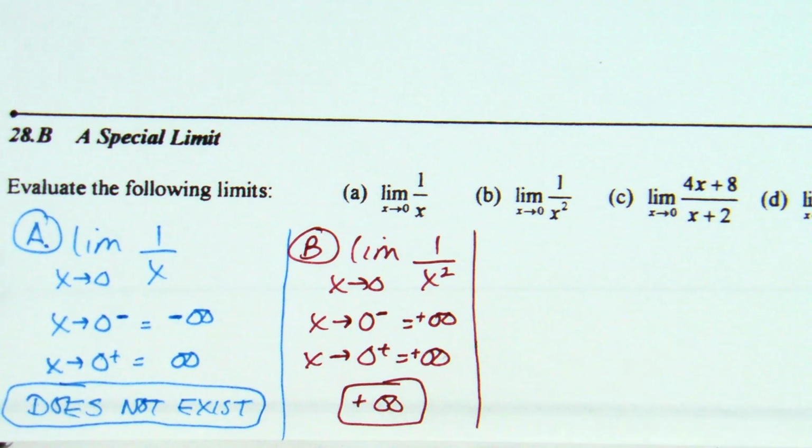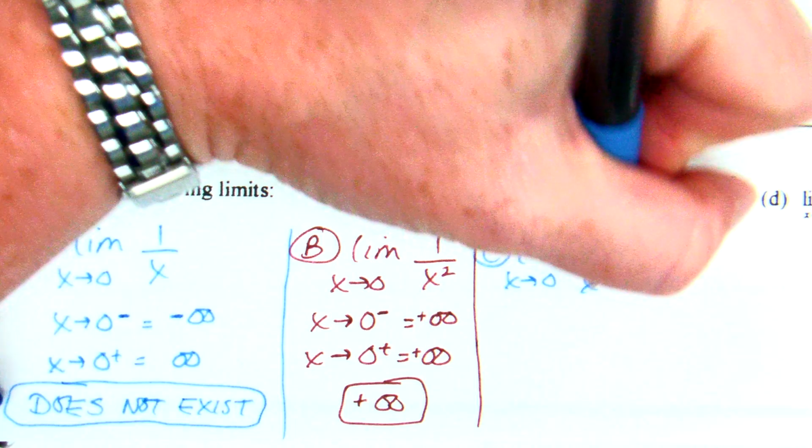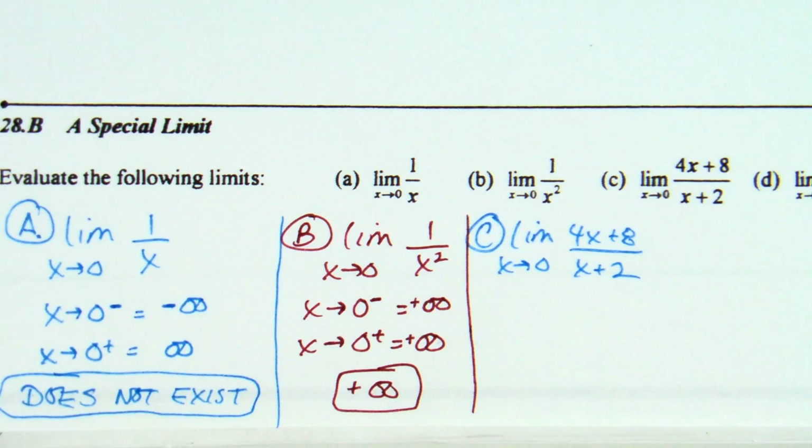Now, C. The limit as x approaches 0 of 4x plus 8 over x plus 2. We did something similar to this previously. Both answers work. I heard factor and I heard plug in 0. In this case, it works both ways. Okay? You can plug it in.